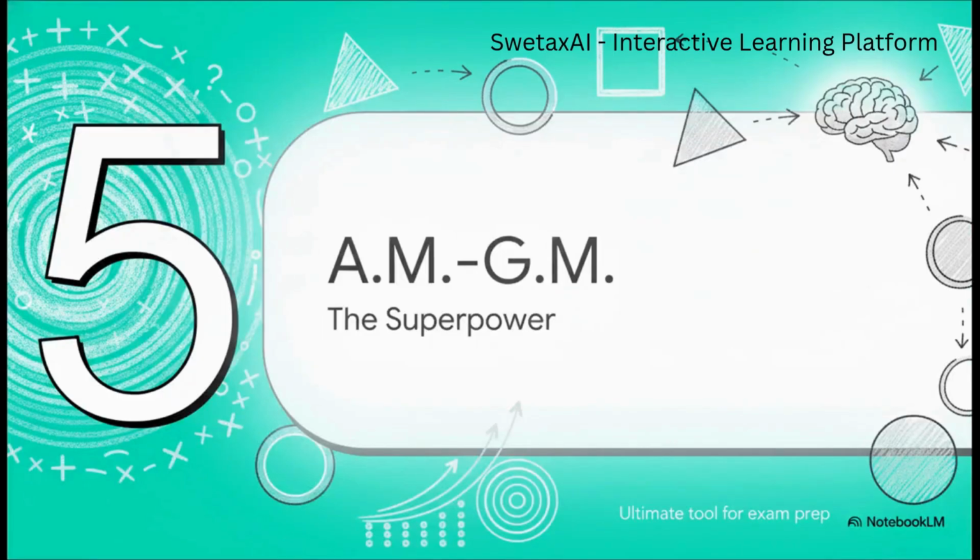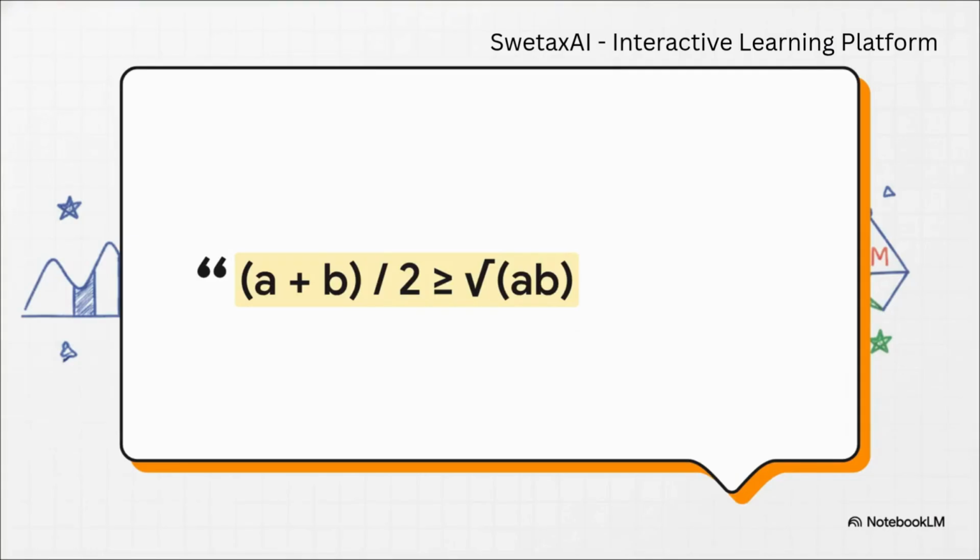And finally, the big one, Section 5, the AM-GM superpower. Here it is, the AM-GM inequality. For literally any positive numbers, the arithmetic mean is always greater than or equal to the geometric mean. I'm going to repeat that because it is absolutely crucial. (a plus b) over 2 will always be greater than or equal to the square root of a times b.